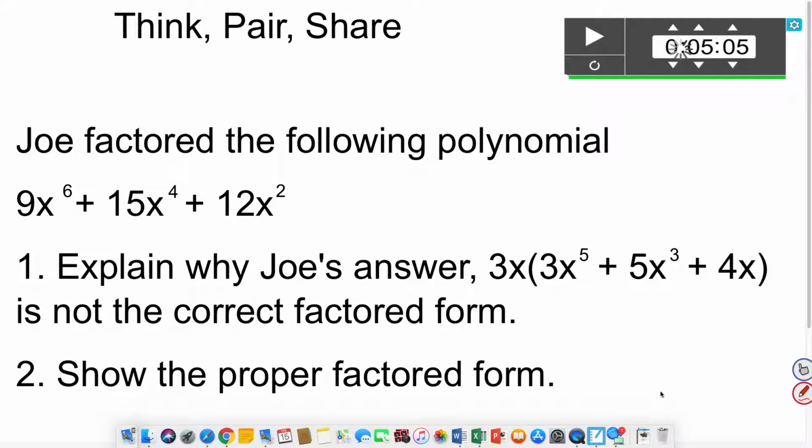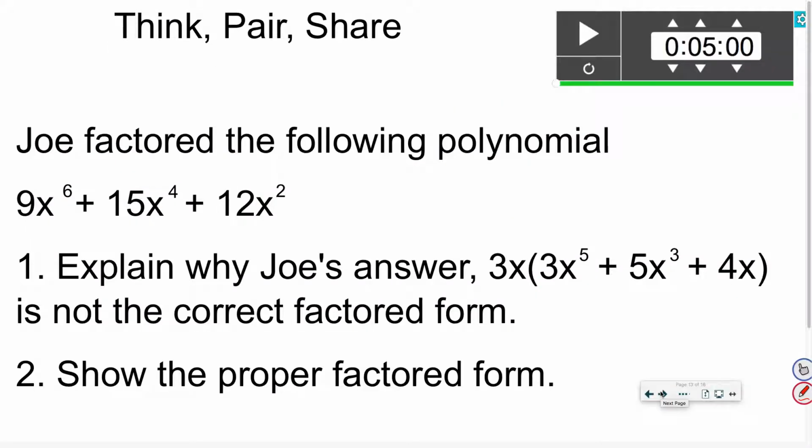So I want you to take a look here. Joe factored this polynomial. I want you to take 3 minutes working together and identify 2 things. First, when Joe factored and he ended up with this, figure out why he's wrong. And second, do it the right way. Okay, so Joe factored this polynomial, fully factored, he got this. Explain why he's wrong and show it the right way. So try to find his mistake first.